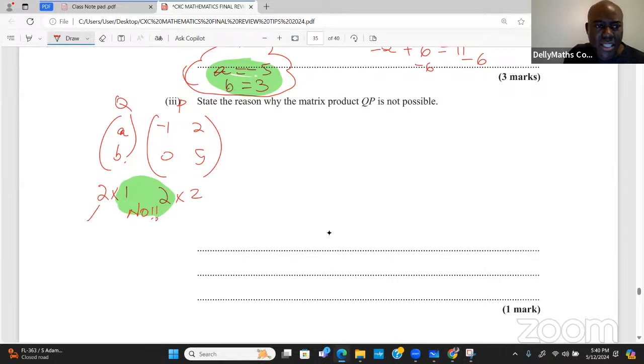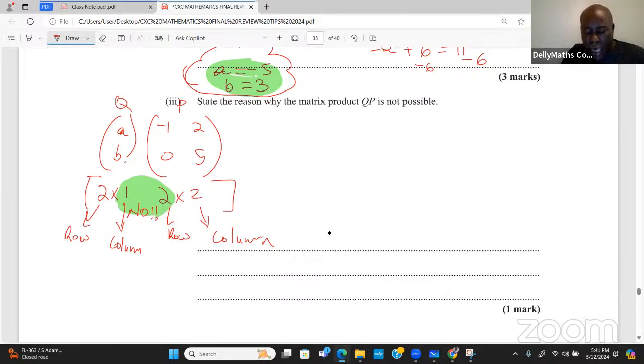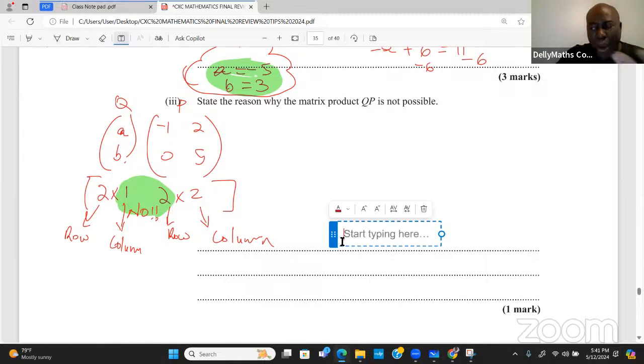Now remember that this is row, and this is column. This is row, this is column. So based on what I see, if you write this and say no right here, they'll give you the mark. And if you don't want to do that, you could say the number of columns from the first matrix. You can either do the mathematical thing here. That works. And if you don't feel like you want to do this, you have to say this.